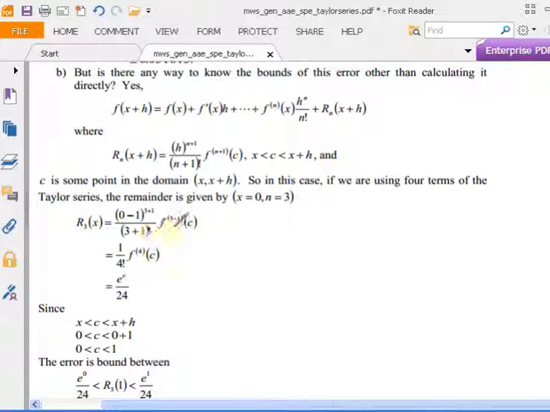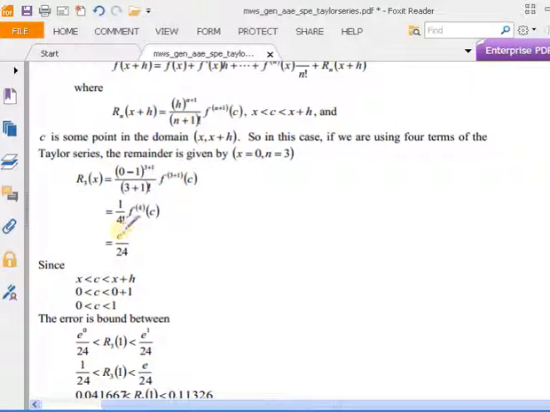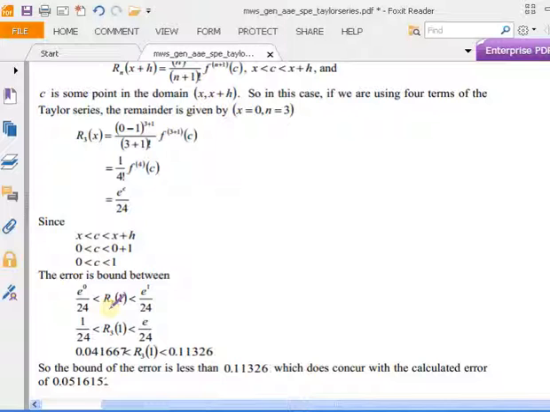In this case, he's using the function e to the x. And if you know, all derivatives of e to the x is e to the x. So he computes this error here. It's going to be e to the c over 24. I know that c lies in a certain interval. So this term e to the c will lie in a certain interval, and I can tell that my error will be between two values.